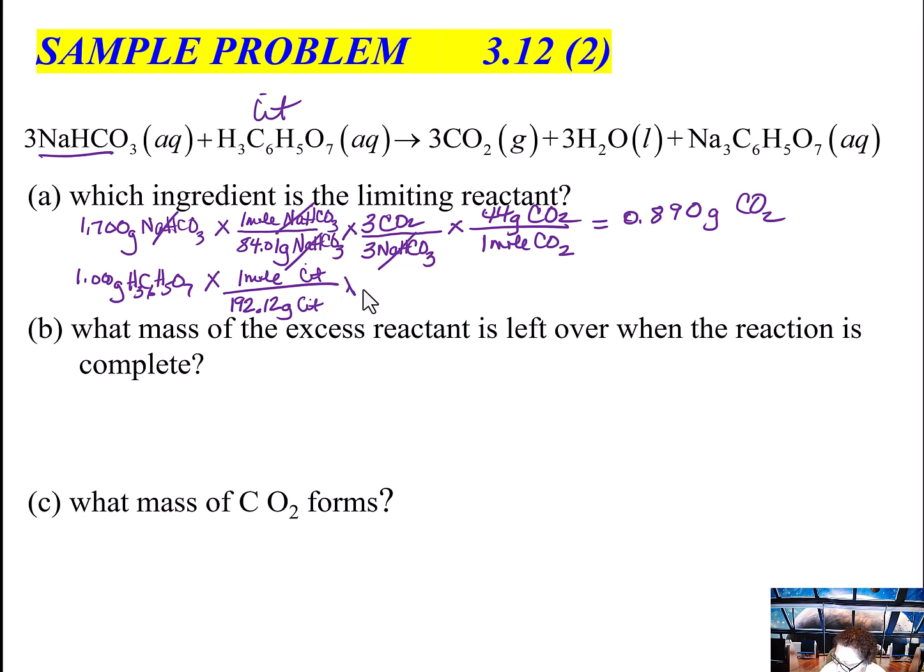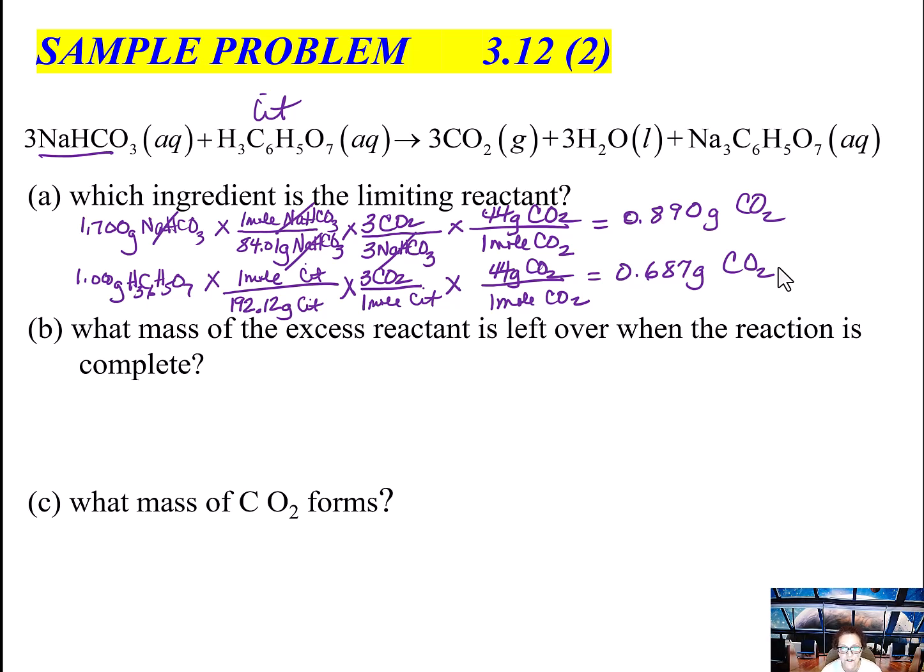All right, and then I have to do the molar ratio again. Again, I'm doing CO2, so it's still 3 CO2s, but the citric acid is only 1 mole of citric acid. And again, I'm making CO2, so it's 44 grams of CO2 in every mole of CO2. When I do that math, I come up with 0.687 grams of CO2.